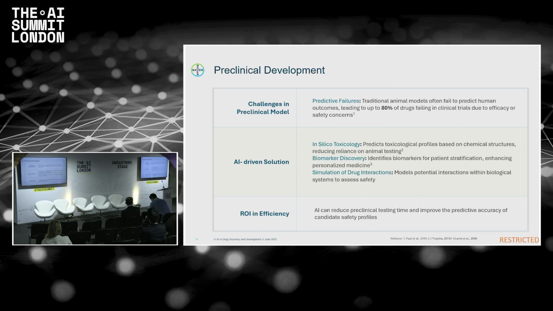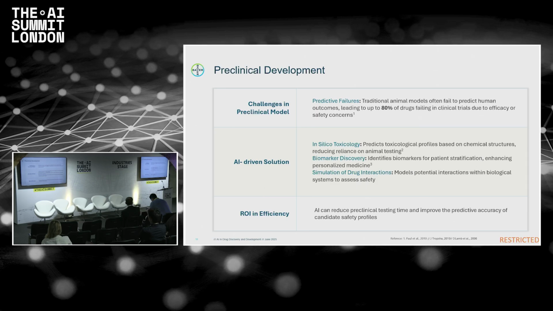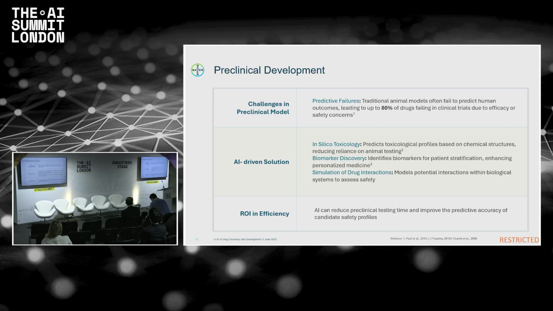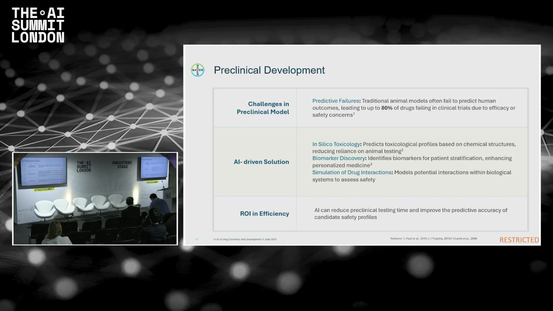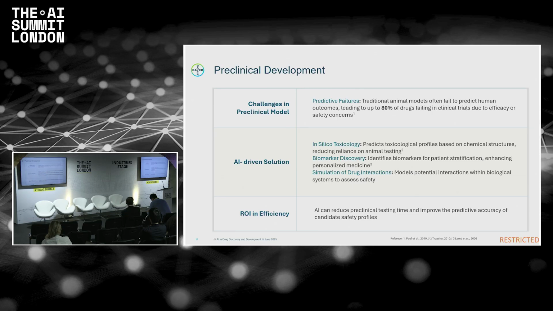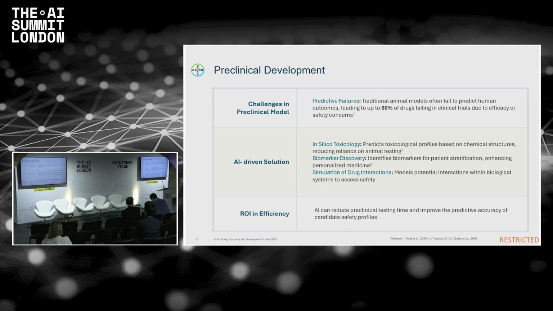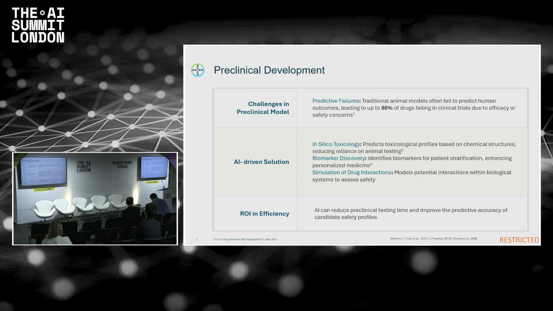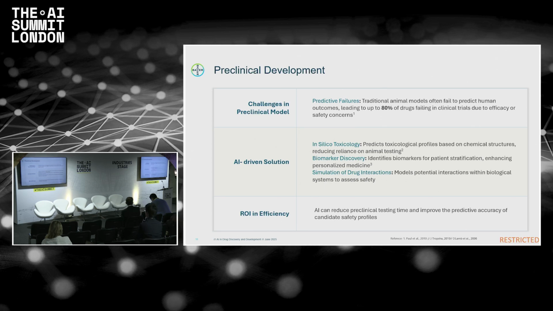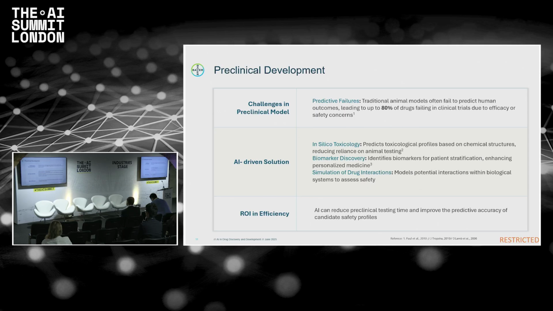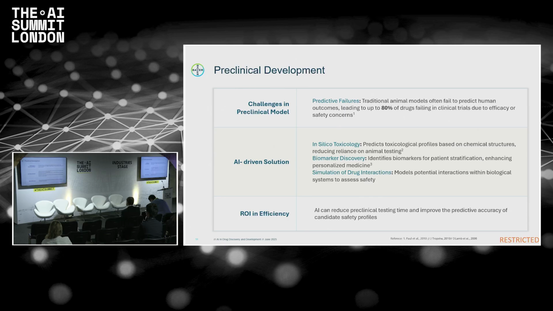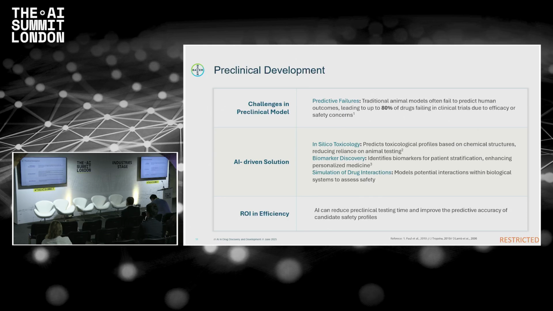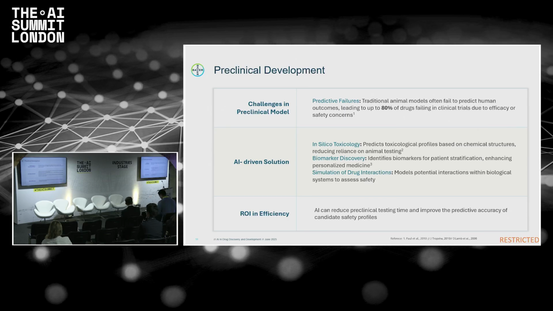So 80% of drugs fail due to efficacy, and the second reason is safety, meaning that the toxicology is not safe for the patients. With AI, we are doing a lot of in silico toxicology. It predicts toxicological profiles based on chemical structures, and it is helping us reduce the reliance on animal testing. All the data I'm giving you is across the industry. It's not from a particular company.